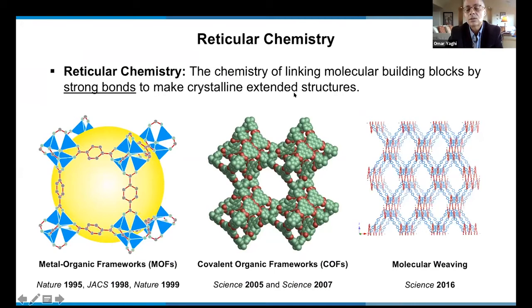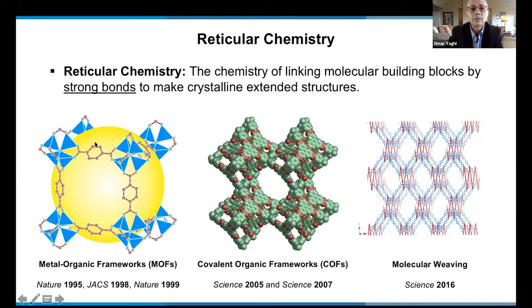extended structures. In practice, this is one of the biggest developments in chemistry today, that you can link molecular building blocks by strong bonds, and at the same time, we've developed methods to make them crystals, which means that they are well-defined on the atomic and molecular level. And that if you have a porous material, the pores are homogeneous throughout the crystal and throughout the material.